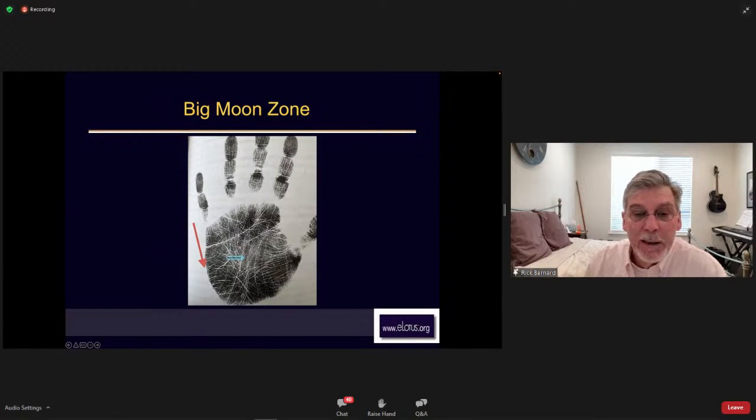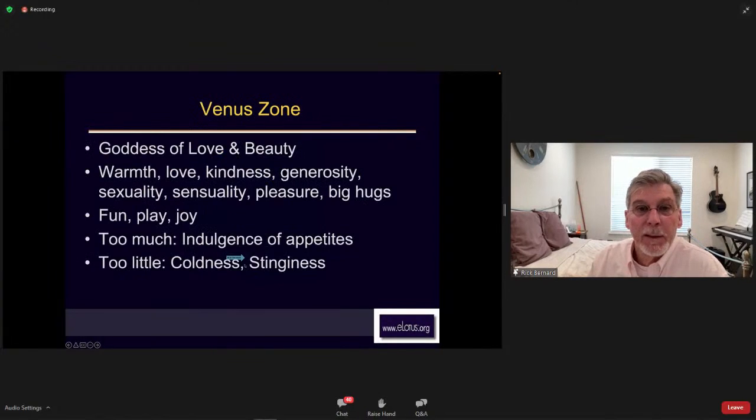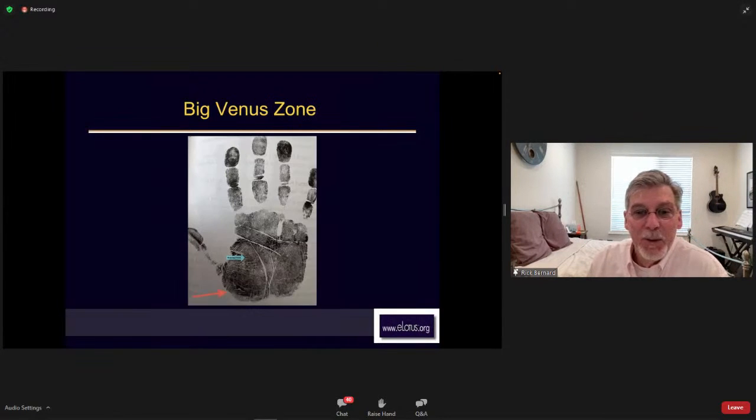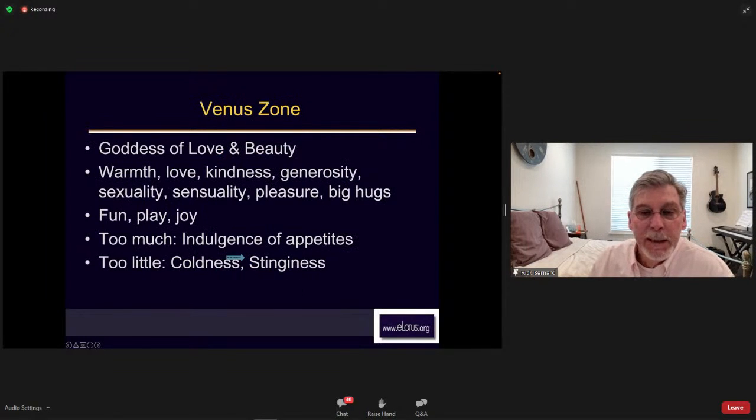Again, back to this. This is the big moon area. Okay, heavy imagination. And then the Venus zone. And the Venus zone, again, is this part of the thenar eminence. You can see how it's very bulgy down where the red arrow is showing. It's a person with a lot of physical needs, physical pleasure.